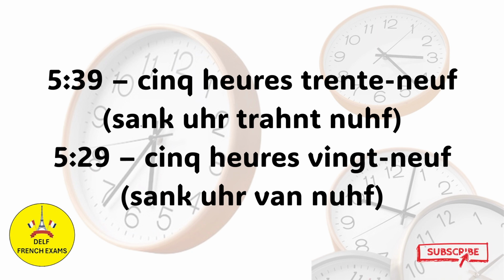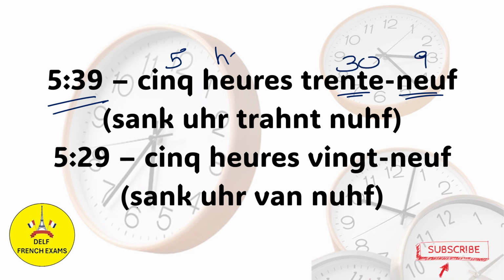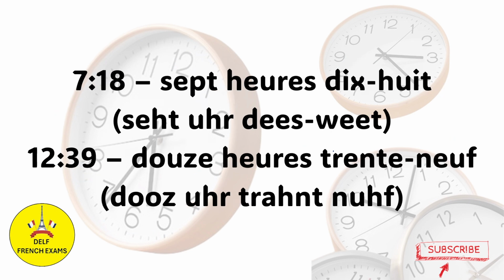Next example. Suppose it is 5:39. Cinq heures trente-neuf. Cinq heures, that is 5 hours. Trente-neuf, that is 39. Next is 5:29. Cinq heures vingt-neuf. Easy to remember now.